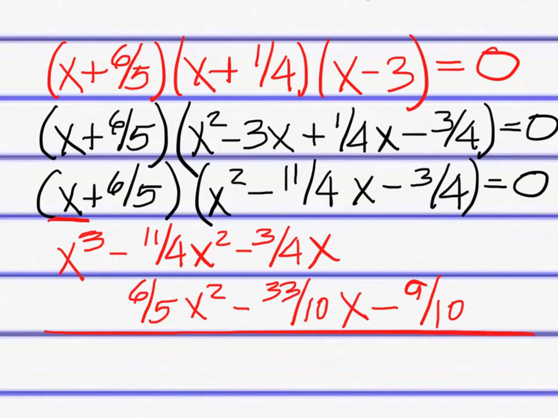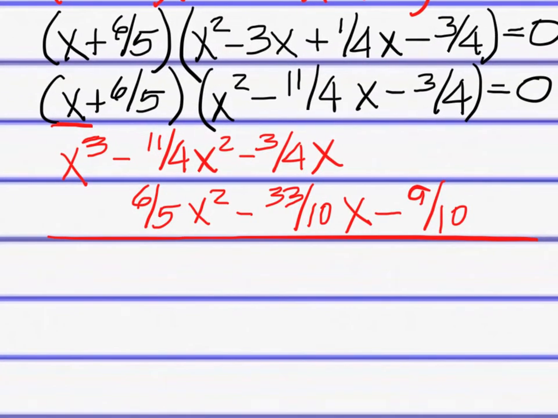So now add your like terms. You have an x to the third, and then negative 11/4 plus 6/5. The common denominator must be 20. That means this will be a 55, and this will be a 24. Negative 55 plus 24 is going to be a negative 31. Negative 31 over 20, x squared.